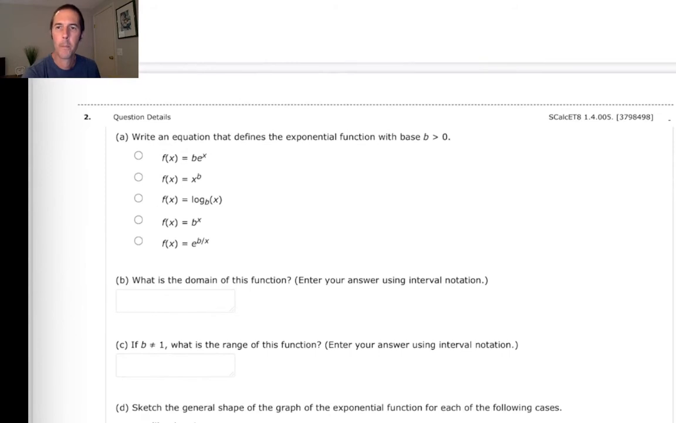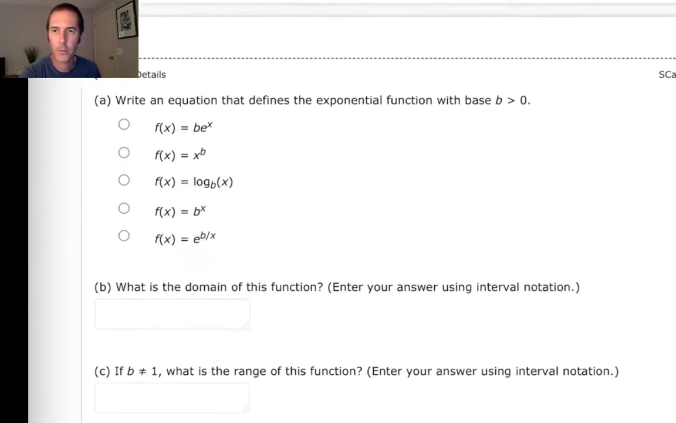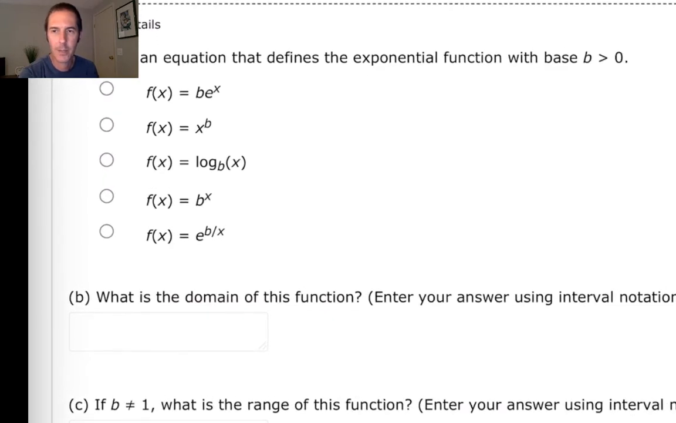There we go. So we have our original instructions, and we toggled over to the ebook, and we found that the exponential function with base b is b to the x.